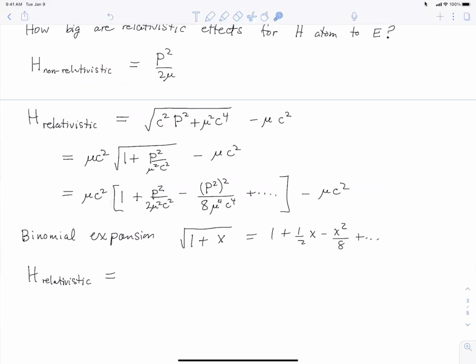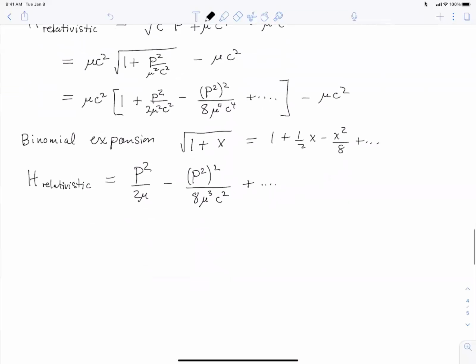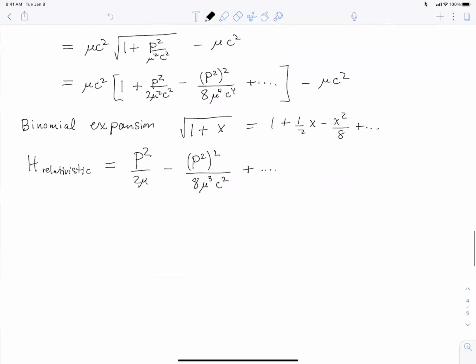And so the leftover part, let me just write that. So that's p squared over 2 mu. And then the next term is minus p squared squared over 8 mu cubed c squared. And then there's going to be another term and more terms that are even smaller than that. So this part right here, we could estimate as the change in the energy due to including relativity.